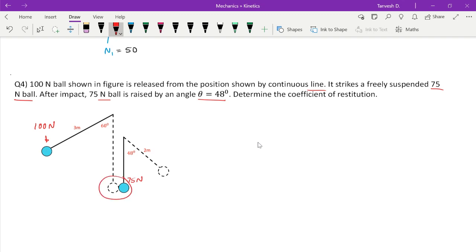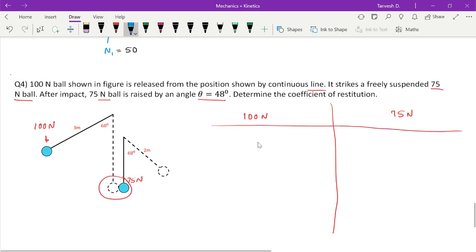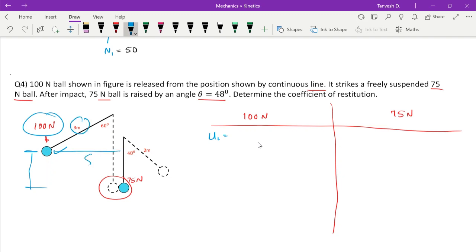First of all, just before impact, this is the point where the impact is taking place. So just before the impact, what are the velocities that we need to know? I have a 100 Newton ball and a 75 Newton ball. The initial velocity u1, I have to find how much that is. This ball is being released from this position and reaching this position. So what is the work done by the weight? The work done by this weight is by bringing this ball down by this much height. How much is that height? 3 meters is the length of the string. So this height will be 3 minus 3 cos 60, which is equal to 1.5 meters.